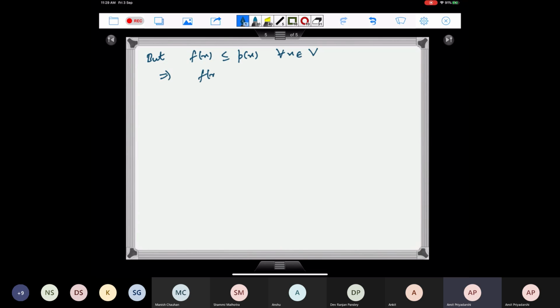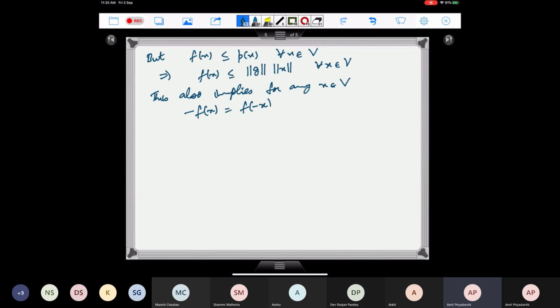This implies Fx is less than or equal to, Px was defined to be equal to norm G times norm X for all X in V. And if Fx is less than or equal to norm G times norm X, then if we look at F of minus X, for any X in V, minus of Fx is the same as F of minus X, and F of minus X will be less than or equal to norm G times norm of minus X. Because norm of minus X is the same as norm of X, so that is norm G times norm X.